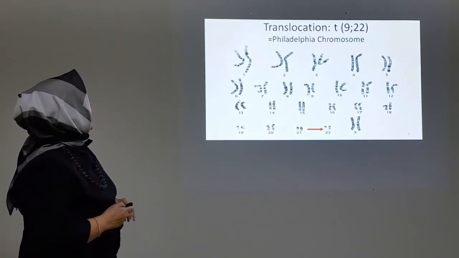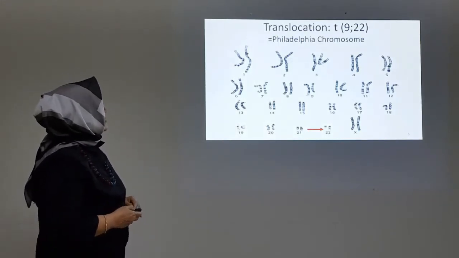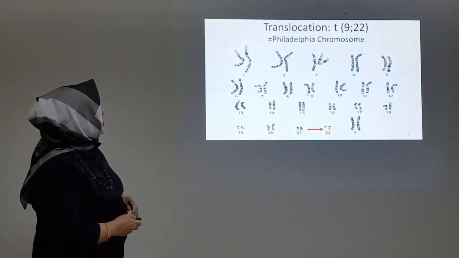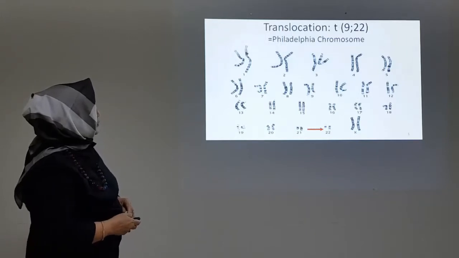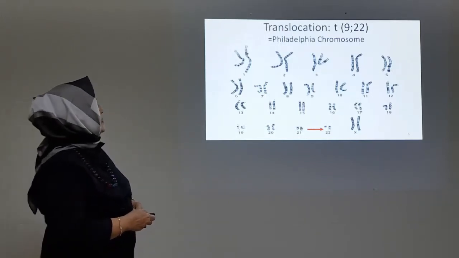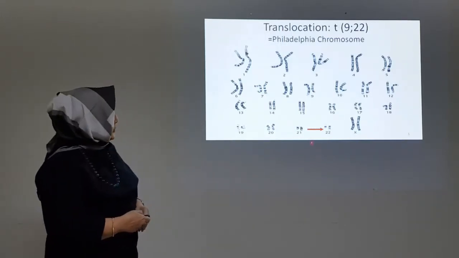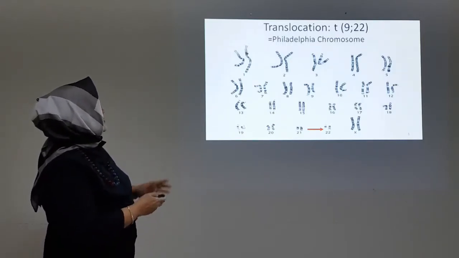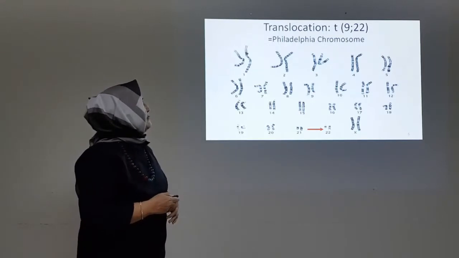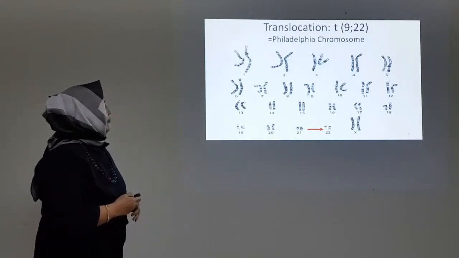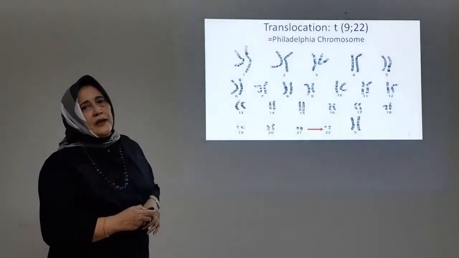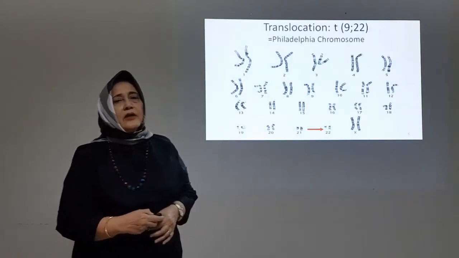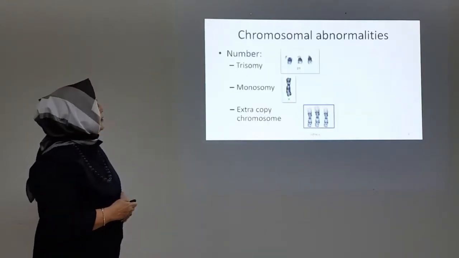Next one. This is a translocation between chromosome 9 to chromosome 22. You see here chromosome 22 look shorter. Part of the 22 move to chromosome 9. This is very famous abnormality, usually called as Philadelphia chromosome, and quite common in the chronic myeloid leukemia.